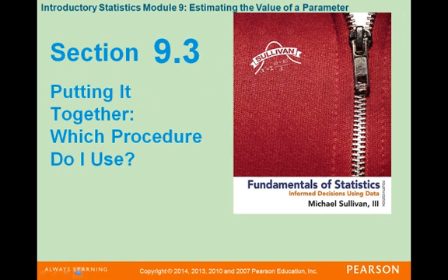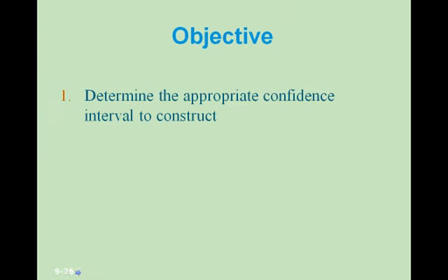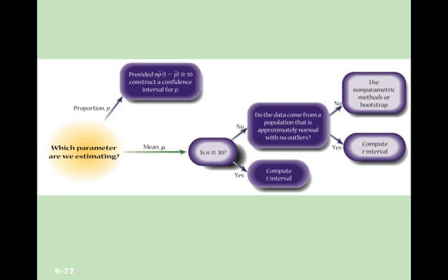Section 9.3, putting it together: which procedure do I use? We want to determine the appropriate confidence interval to construct. Remember that we've only looked at two different types of confidence intervals. So the first question we need to ask is, which parameter are we estimating? If we're estimating a proportion, provided that n times p hat times 1 minus p hat is greater than or equal to 10, then we construct a confidence interval for p.